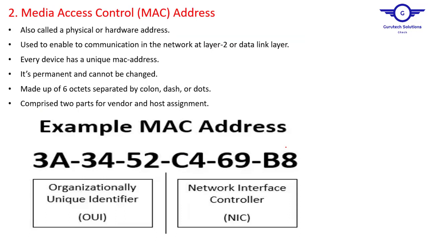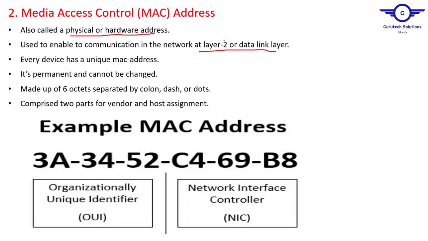And finally, in the class, we need to understand what we mean by media access control address, which is mostly known as a MAC address. A MAC address is just a physical or hardware address, and it is used to enable communication in the network at layer 2, or the data link layer. So we see that an IP address is a logical address that works at the network layer to enable communication. But now we see that a MAC address is a physical or hardware address, and it works at the data link layer, or layer 2, to enable communication.